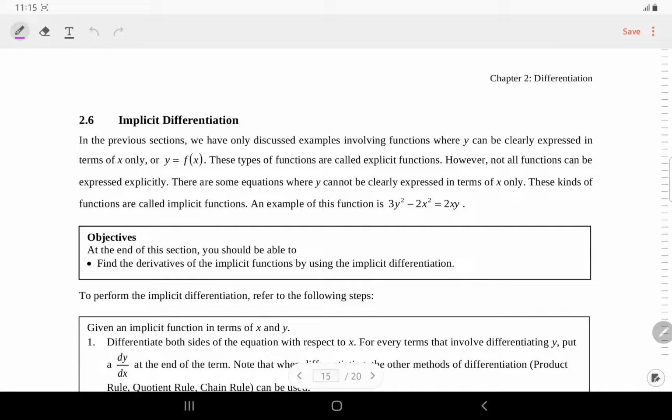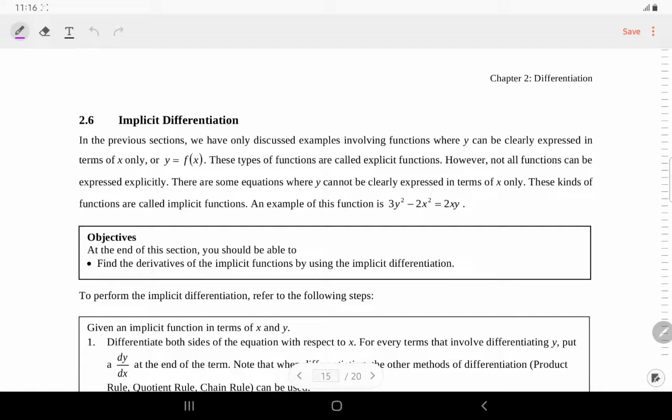In the previous examples on how to differentiate functions, we only discussed the type of functions that are called explicit functions. Meaning that the function is clearly expressed in terms of x only. We have only one variable, which is in the function f of x. So the function of variable x only. These types of functions are called explicit functions. So in this subtopic, we are discussing how to differentiate implicit functions.